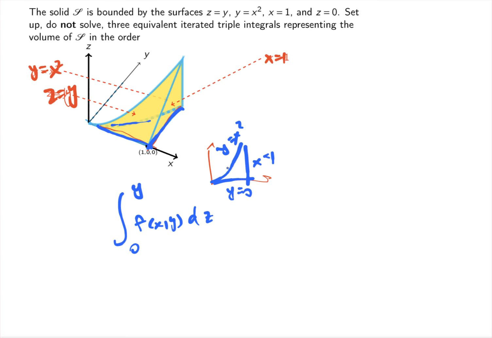And so I can set this up either as a vertically or horizontally simple region. Again, this one is x, this one is y, because z is already used. Let's set it up as vertically simple. So that would be dy and then dx. For dy, y goes from 0 to x squared, and x goes from 0 to 1.